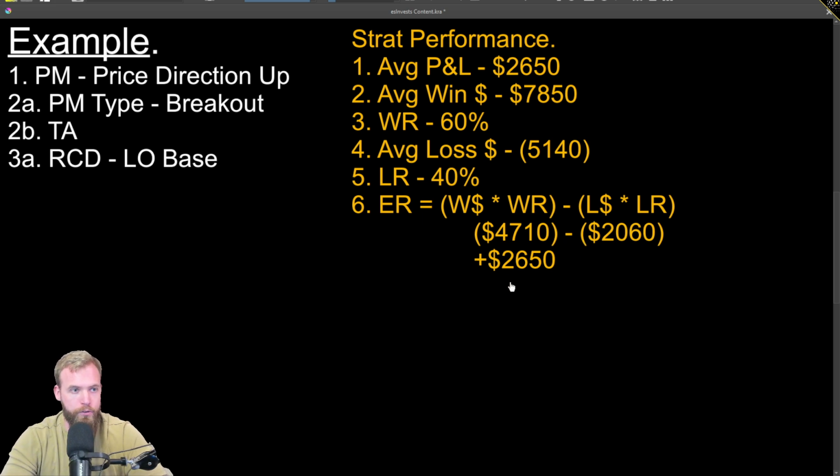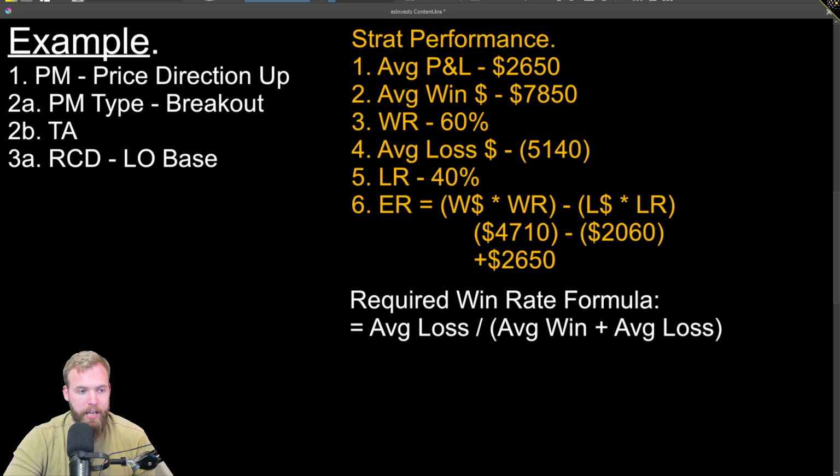So the expected return for the strategy, again, is down here. It's the average P&L in this context. Wonderful. So now let's actually look at an example that we have.